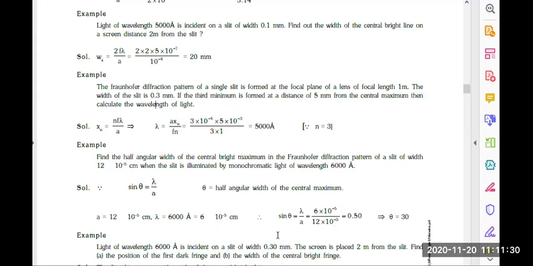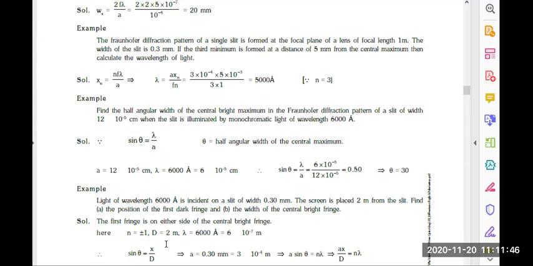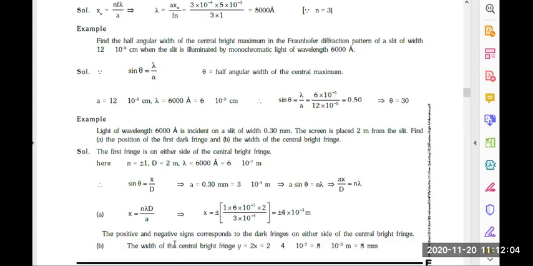Capital D is given, small, this is A, lambda is given, okay, right? Okay, so just formula putting, getting. Got it? Tell me, got it? Prashant? So first is 4 millimeter and second is 8 millimeter. Right? This is the formula that we have seen.